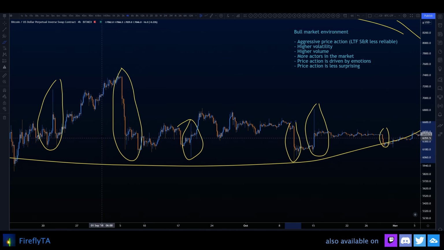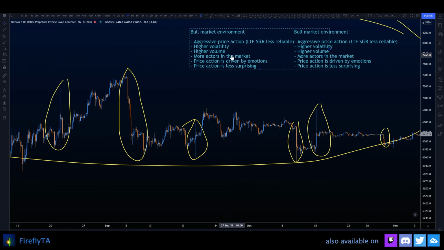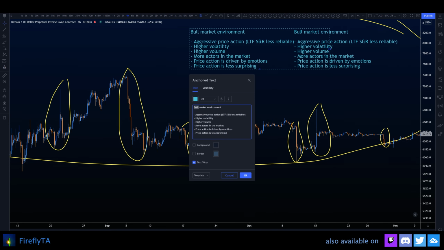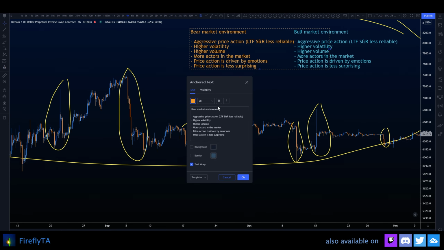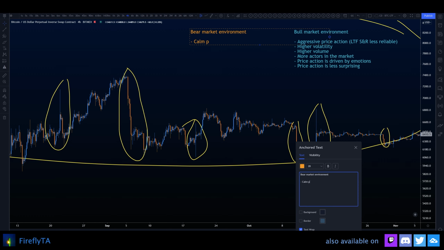We have very surprising sharp moves all of the time in both directions. This is the opposite of what I just talked about in bull market environments. So in bear market environments, we have, first of all, calm price action, not aggressive. Then we have lower volatility, and we have lower volume.